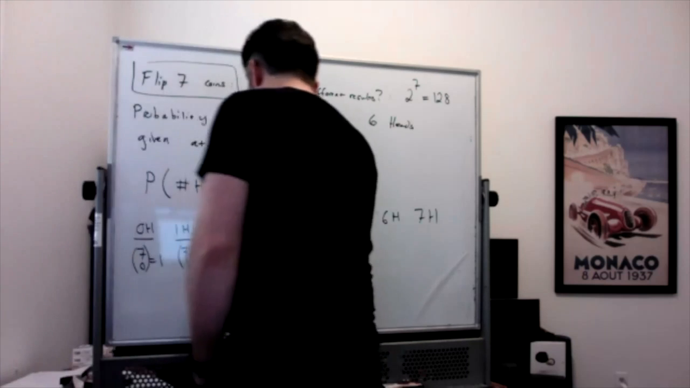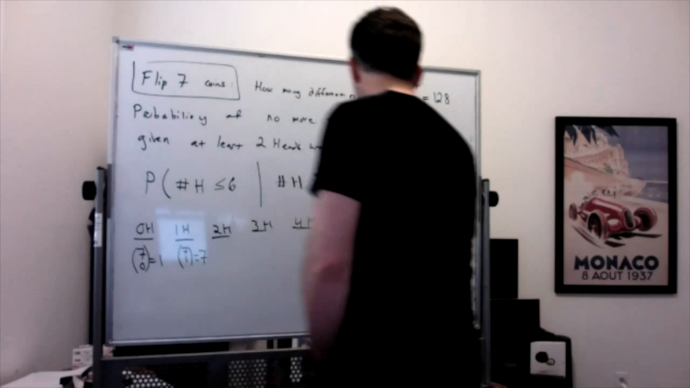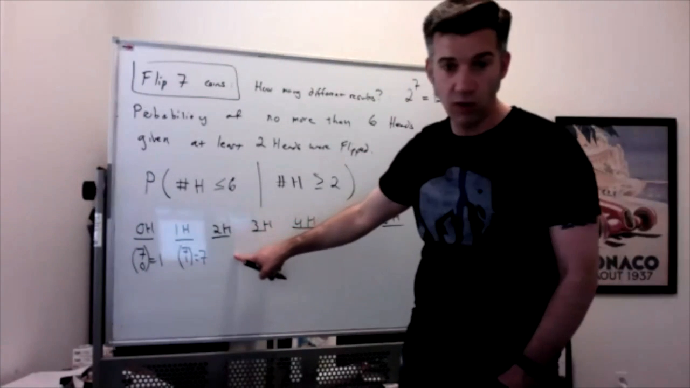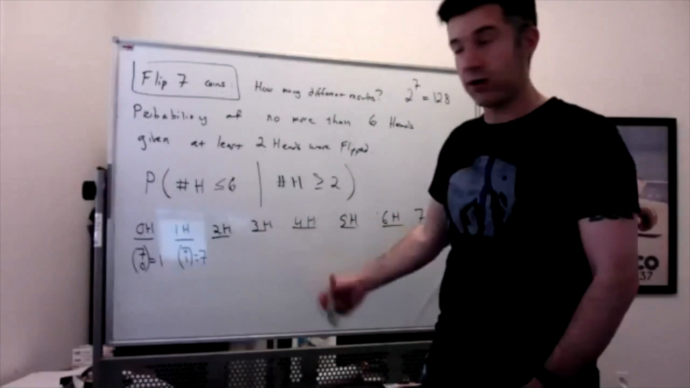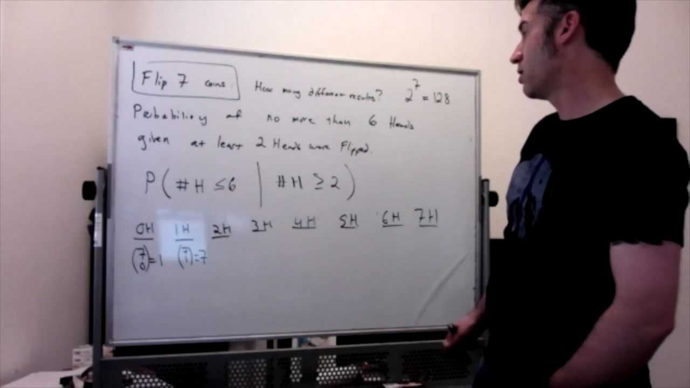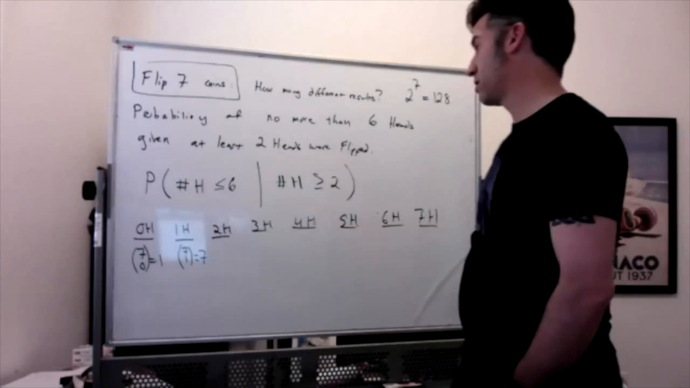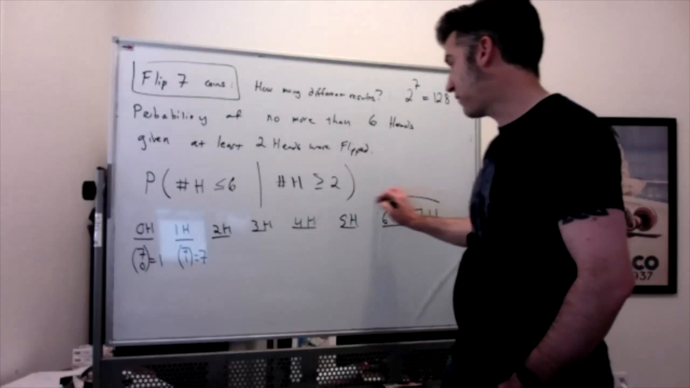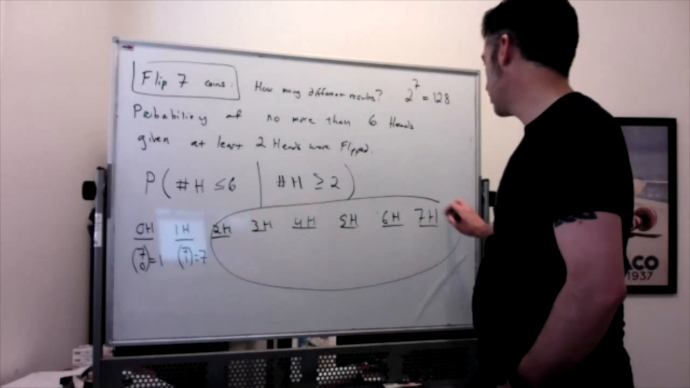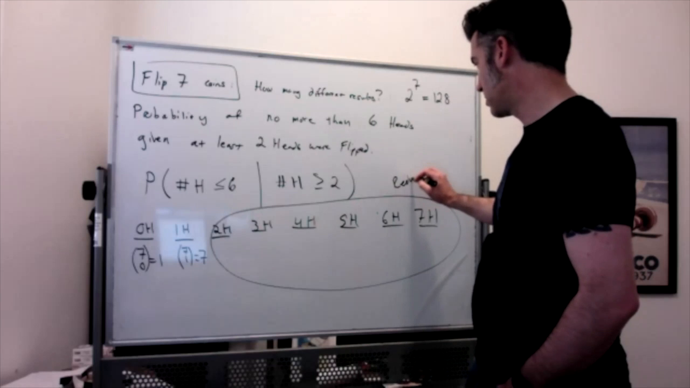And we could go on, but we don't need to. So there are 7 choose 2 ways of getting 2 heads, there's 7 choose 3 ways of getting 3 heads, and so on and so on. But I want to know about my given sample space, my reduced sample space. So this stuff here, this is my reduced sample space.